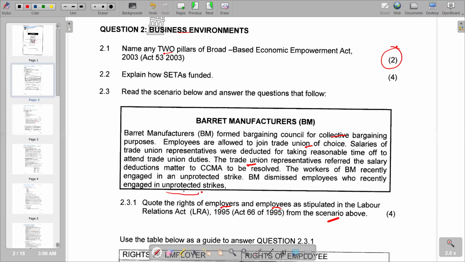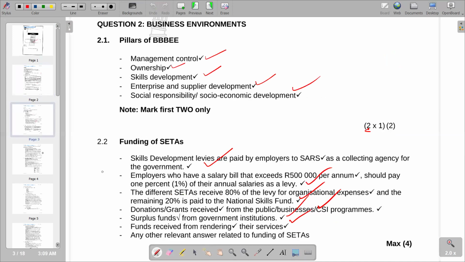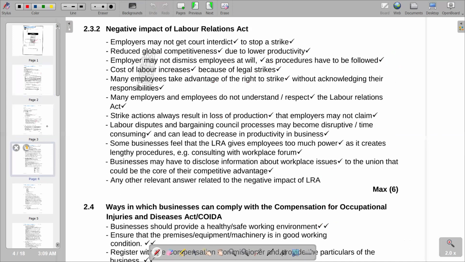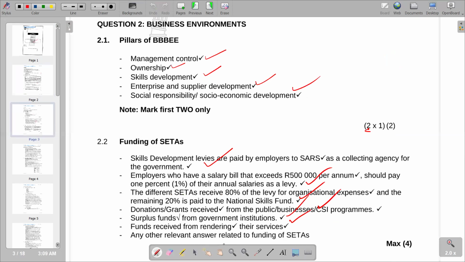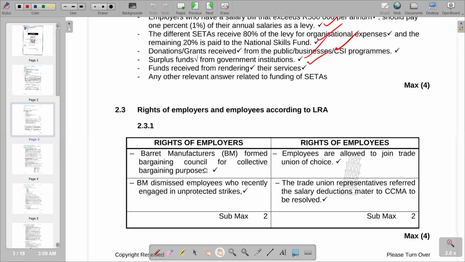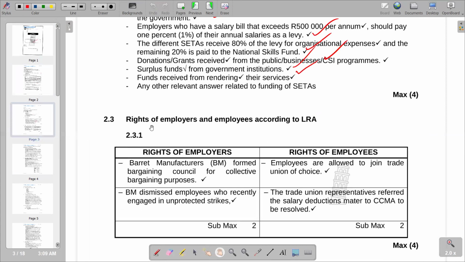What we have to know also about the last statement is that it is the right of the employer to dismiss employees who engage in an unprotected strike. So basically, the last sentence becomes the right of the employer. Having that, we can go to the other section to see that summarized. Then we can see what we have in terms of the rights of the employers and employees. We have them presented in a table form.